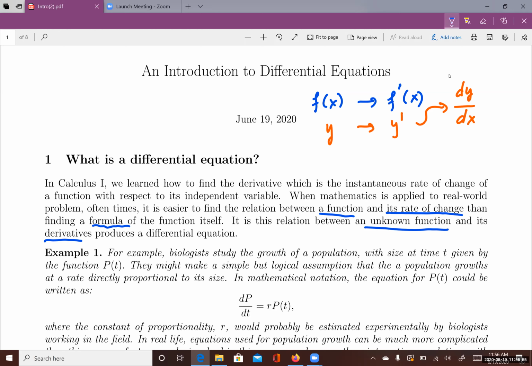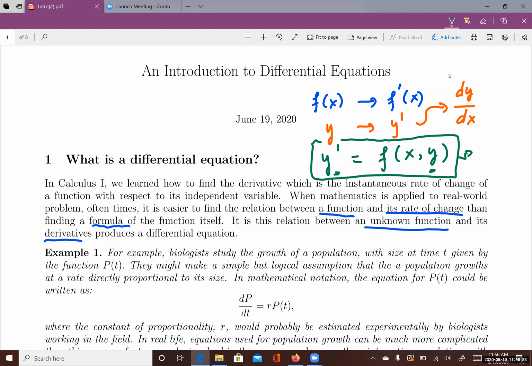So let's say you can find the derivative y prime as a function of x, where x is the independent variable and y is the unknown function itself. So once you can come up with a relation between the unknown function and its derivatives, could be first derivative, second derivative, then that is when you have found a differential equation. Okay, so this is a differential equation.